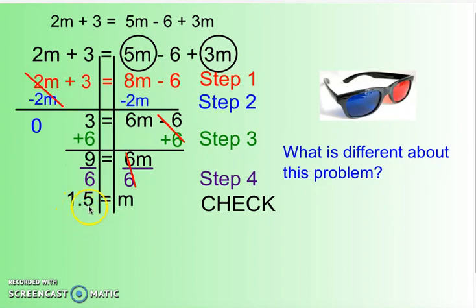To always check your answer, make sure that it works. If I plug in 1.5 for m, 2 times 1.5 is 3. 3 plus 3 is 6. Okay, so that's what we get on one side. On the other side, we have 5 times 1.5, that is 7.5, minus 6. Now we're down to 1.5, plus, what's 3 times 1.5? It's 4.5. So 1.5 plus 4.5 is also 6. So both sides are equal, so we know that our answer is correct.